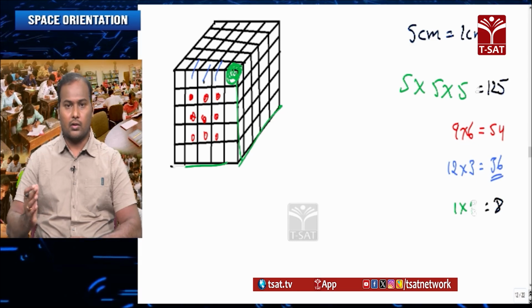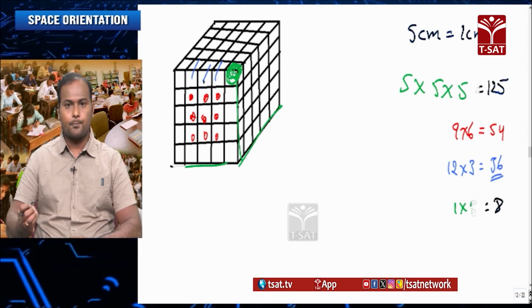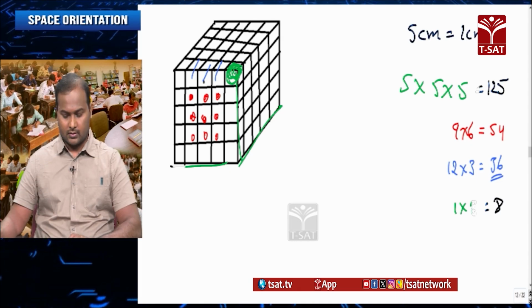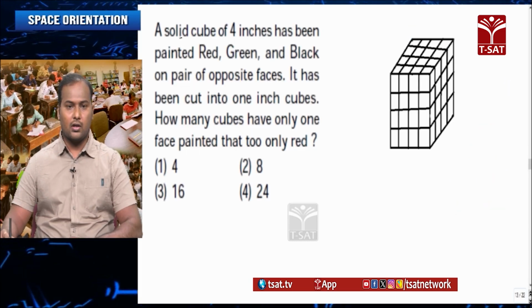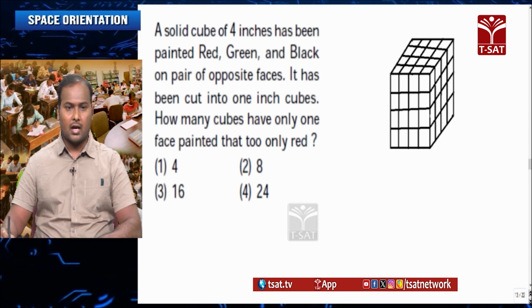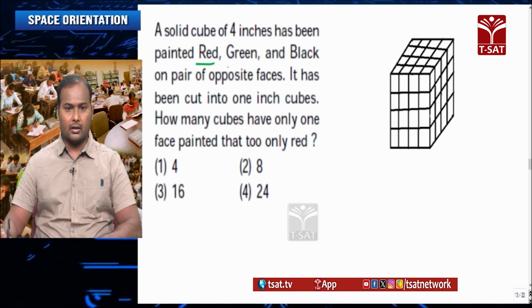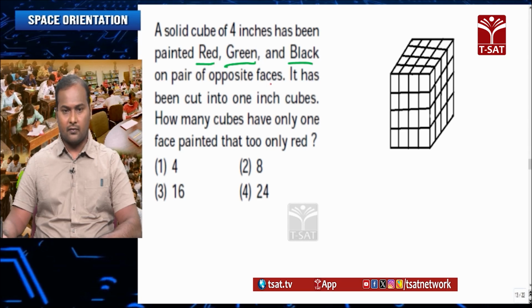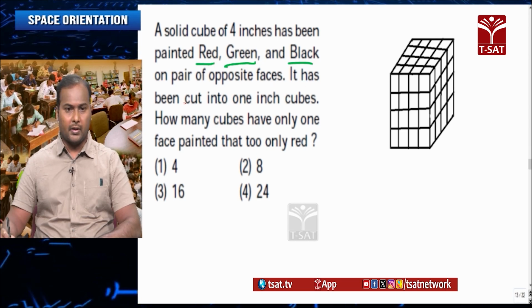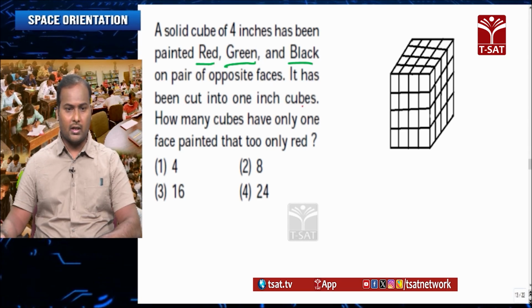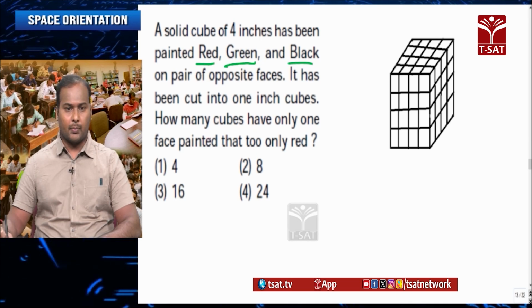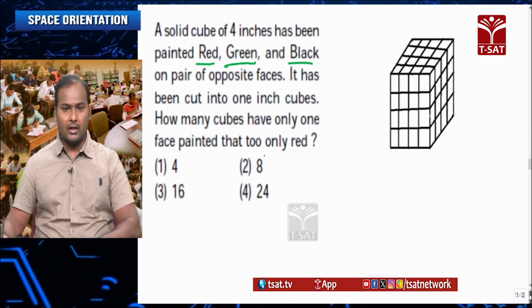Whenever you get the answer, try to visualize the particular cube in a 3-dimensional way and try to get the answer. See this question. A solid cube of 4 inches has been painted red, green and black on pairs of opposite faces. It has been cut into 1-inch cubes. How many cubes have only one face painted? The ones only red, he is asking.